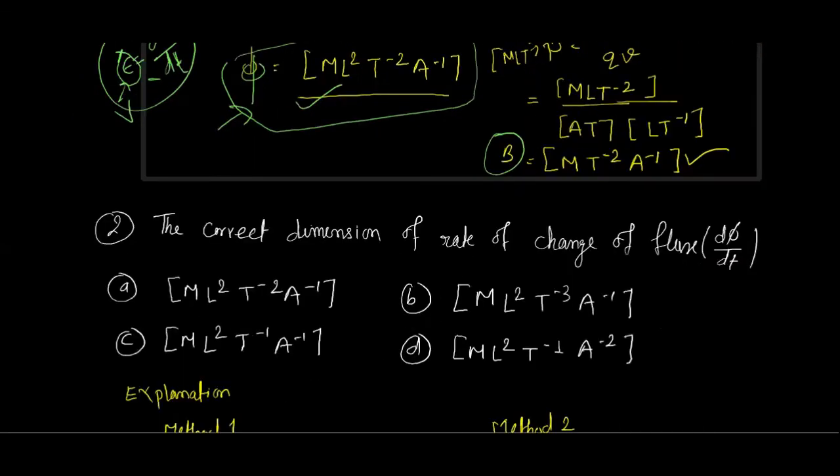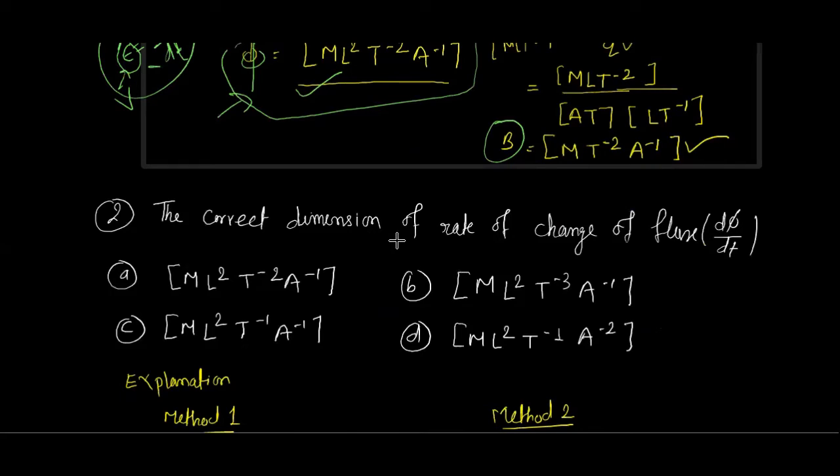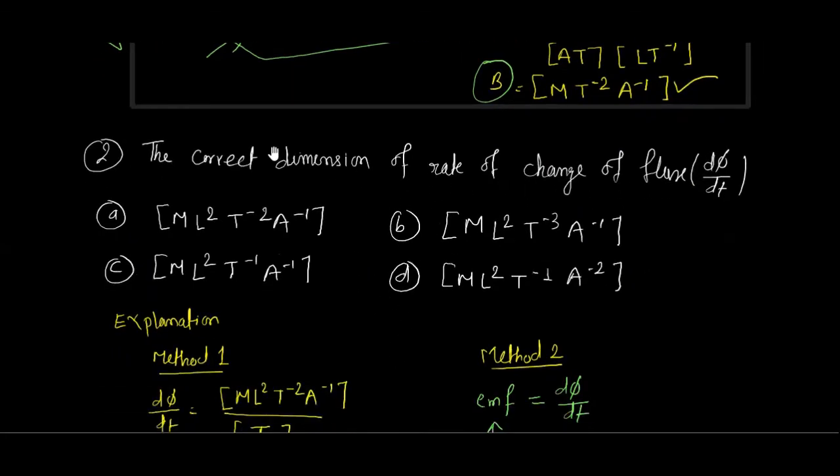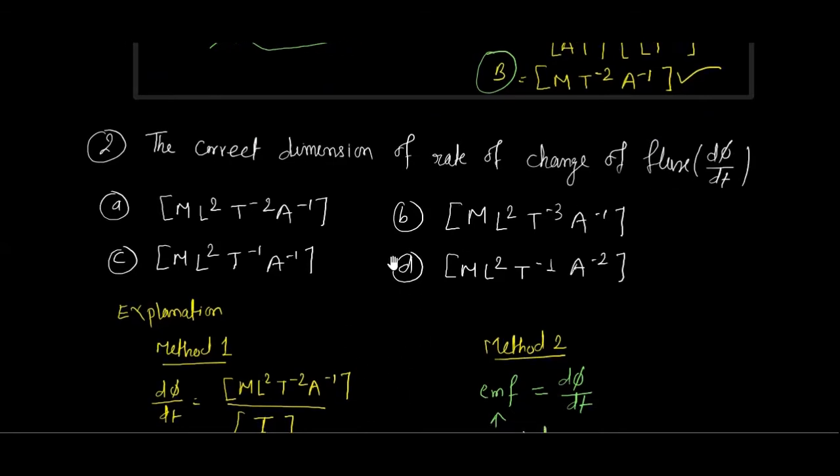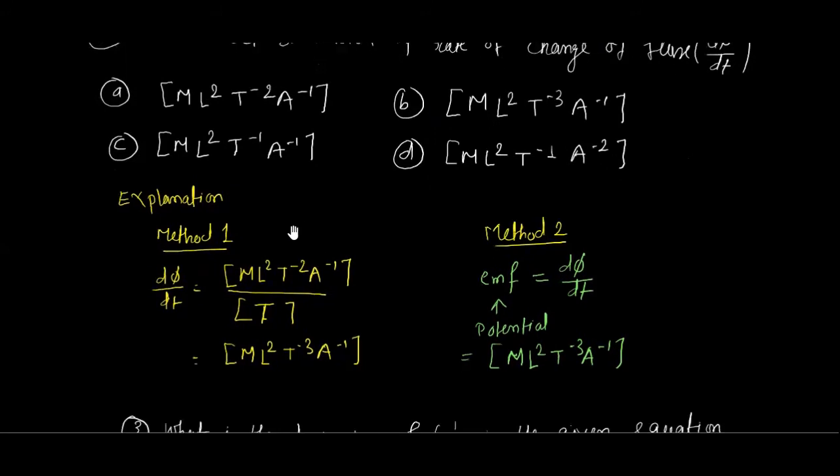In this question, it is asked: what is the correct dimension of the rate of change of flux? As in the first question, we have to utilize the dimension of phi to find it. As I have already mentioned, the rate of change of flux represents EMF, so we can solve it in two ways. One is to write d phi by dt, write down the dimension of flux and divide it by the dimension of time, and here is your result.